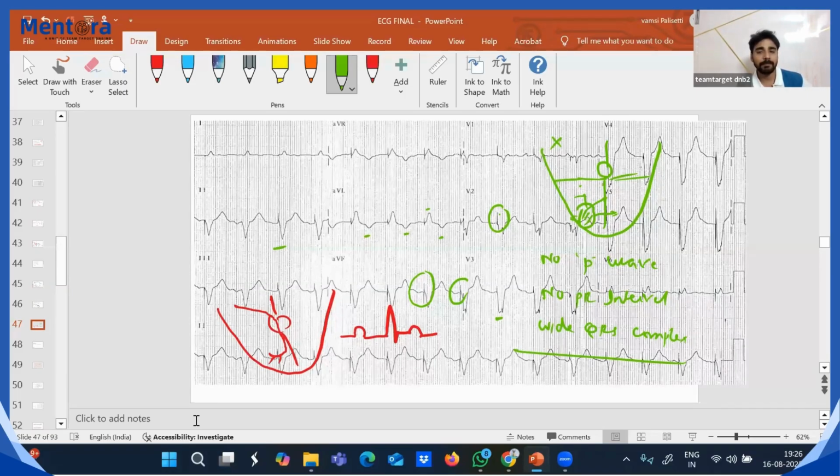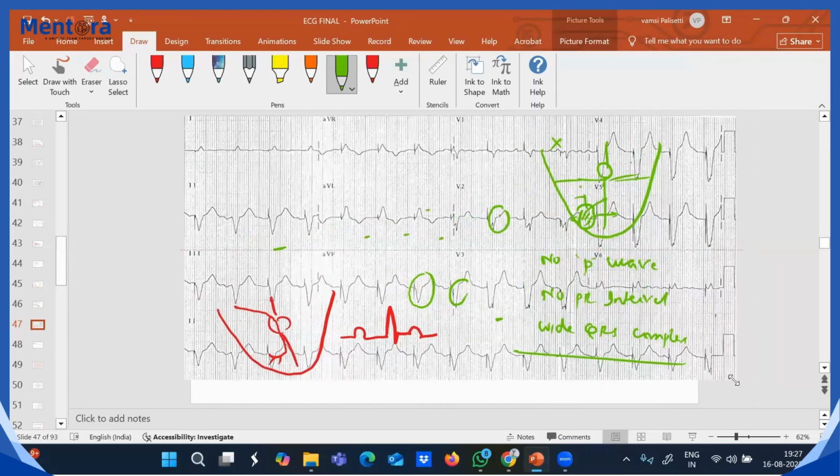You can understand this thing. I think it's easy, right? So there is a wide QRS complex, no P wave, no PR interval, there is only a pacer rhythm, just a vertical strip immediately followed by your ventricular contraction, which is a wide QRS complex. Then you can add with the pacer rhythm.